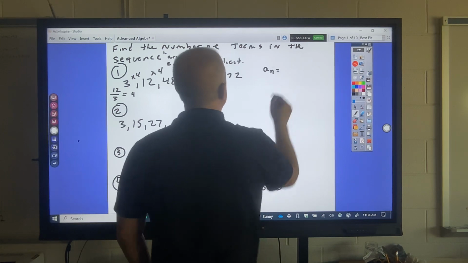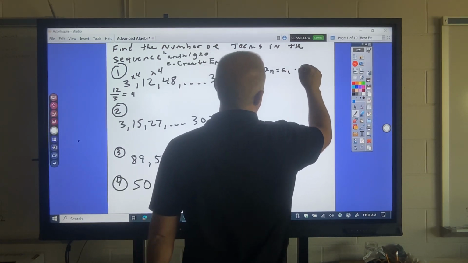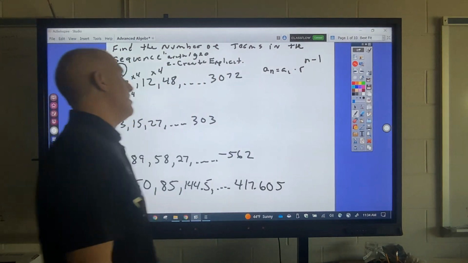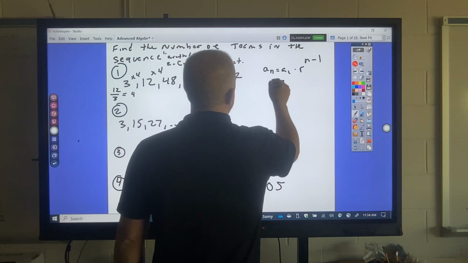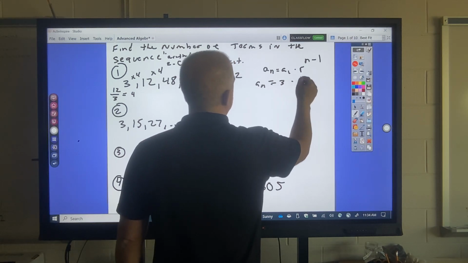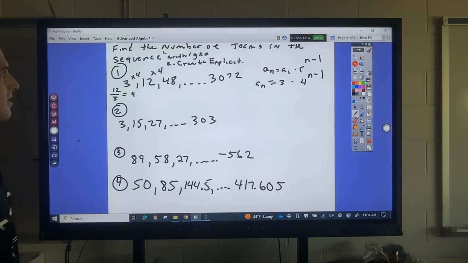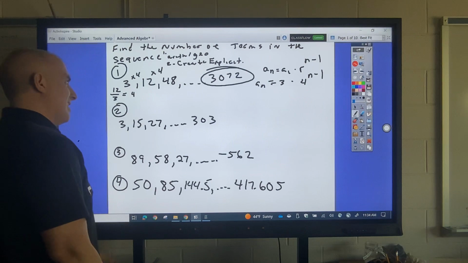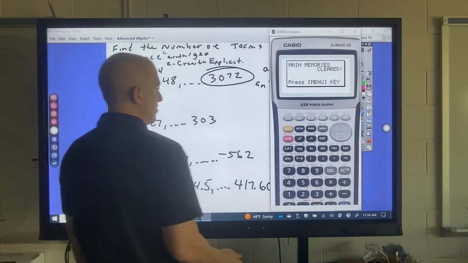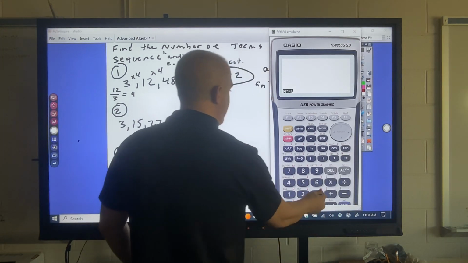for geometric, it's a_n equals a_1 times r to the n minus 1. Now what I'm going to do is put 3 times 4 to the n minus 1. Now, here's the idea. I want to substitute numbers until I get 3072. So what you want to do there is just play around with some of the math.